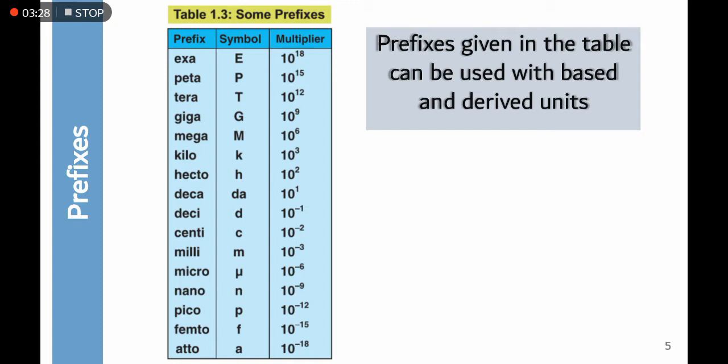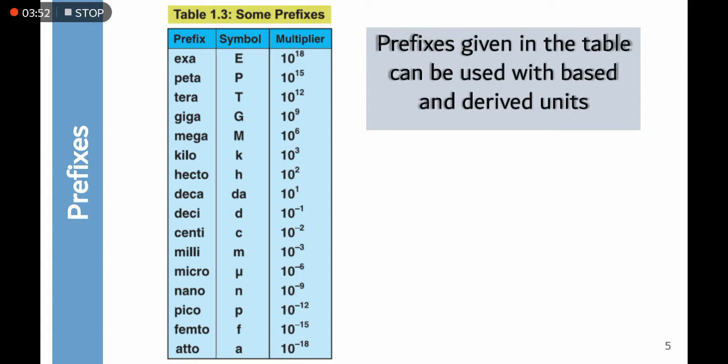Prefix nano, symbol small n, multiplier 10 raised to the power minus 9. Prefix pico, symbol small p, multiplier 10 raised to the power minus 12. Prefix femto, symbol small f, multiplier 10 raised to the power minus 15. Prefix atto, symbol small a, multiplier 10 raised to the power minus 18.